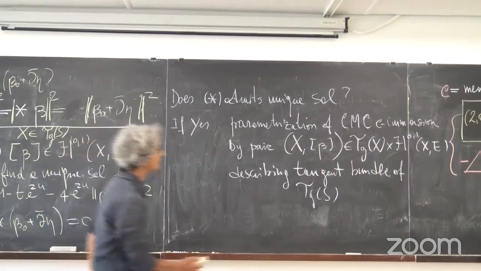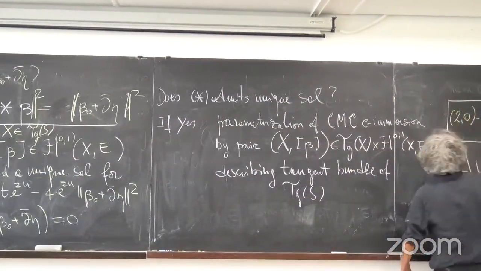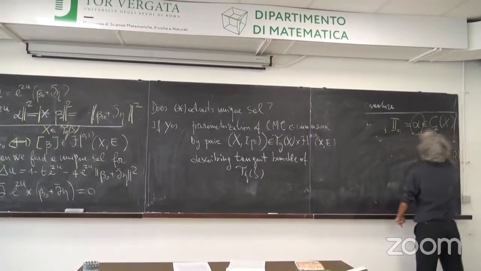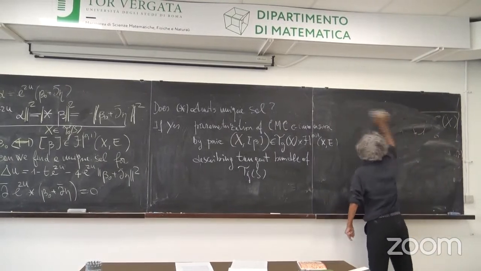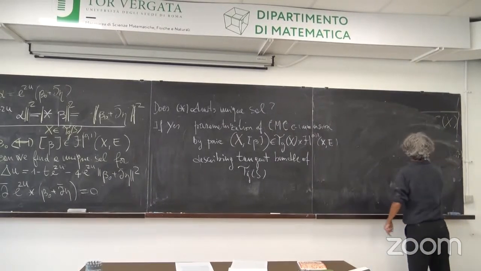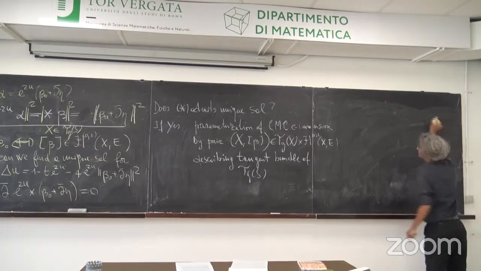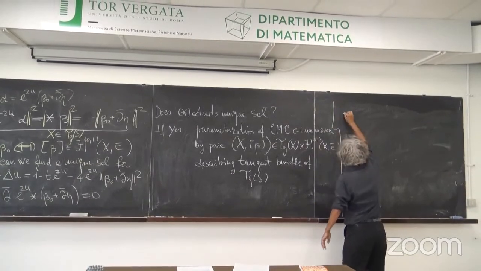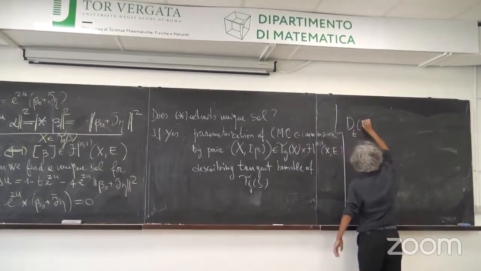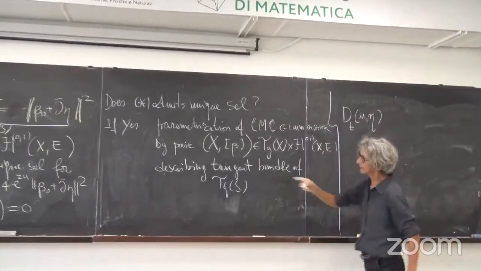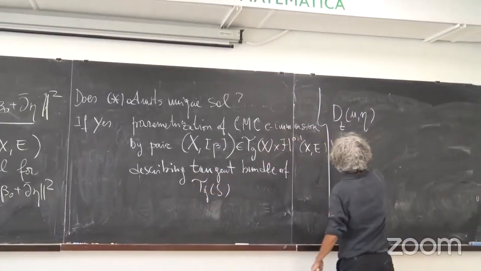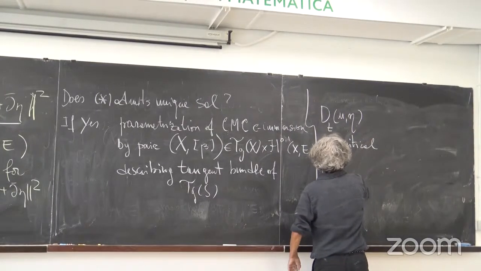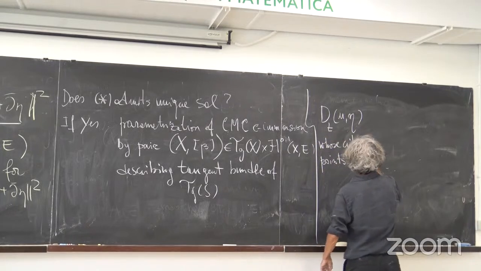And what helps in proving such an existence and uniqueness result is that the problem (star) actually has a variational formulation. This was the crucial observation in the paper of Gonsalves and Uhlenbeck, because there is a Lagrangian, I call it D_t of u, eta, whose critical points are exactly the solutions of star.